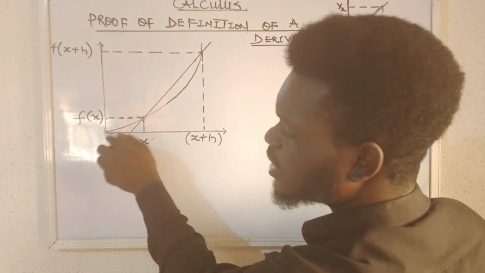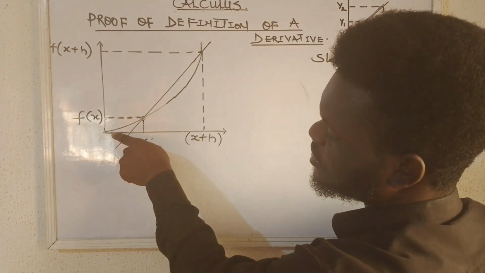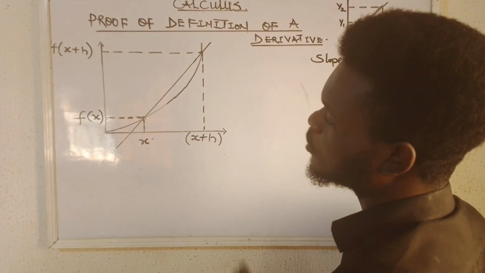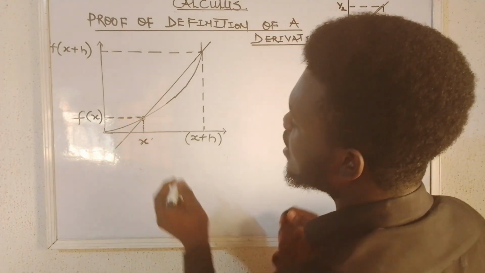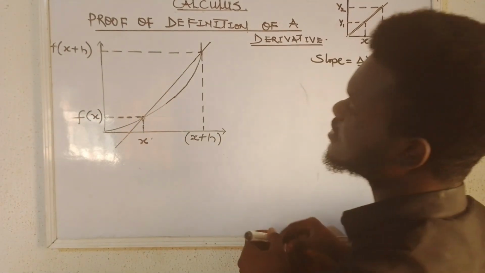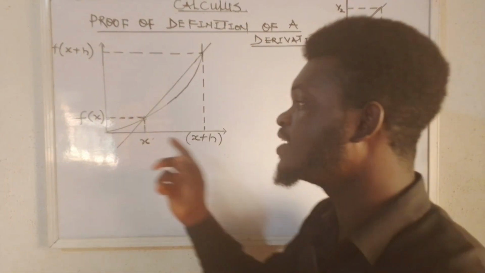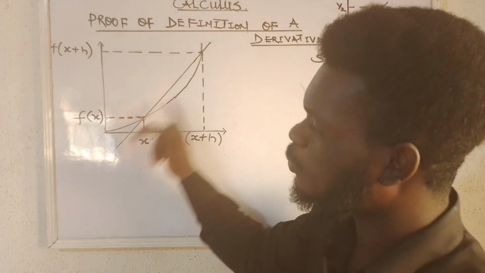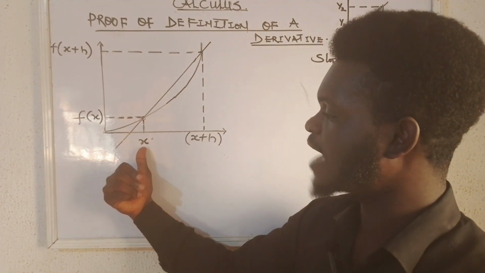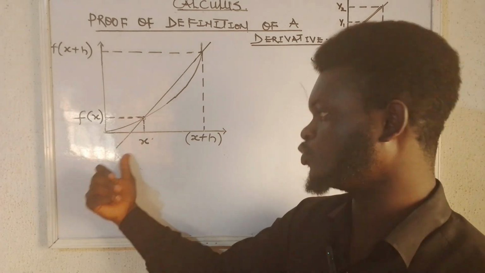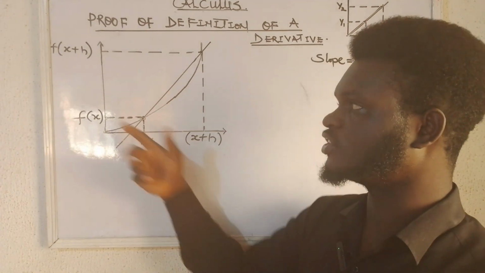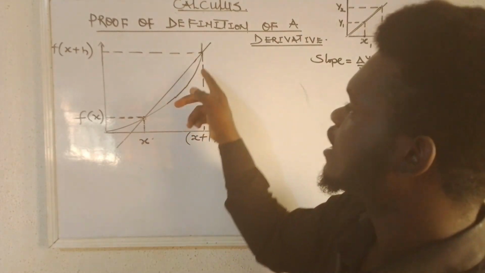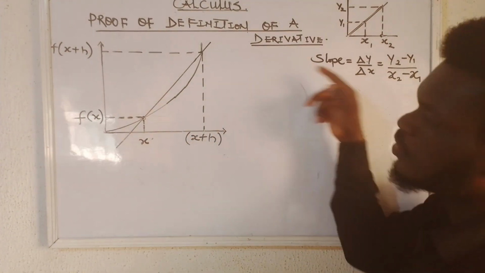Now we're trying to get the gradient or the slope of this curve. Now, how are we going to get that? So that was the idea that Isaac Newton had. He took any two points where the straight line touches the curve. Then he assigned values to those points, which we already did, x and x plus h. Then the function of x plus h and the function of x.